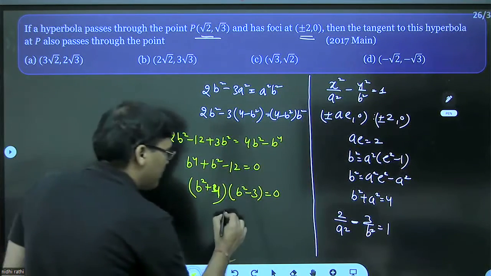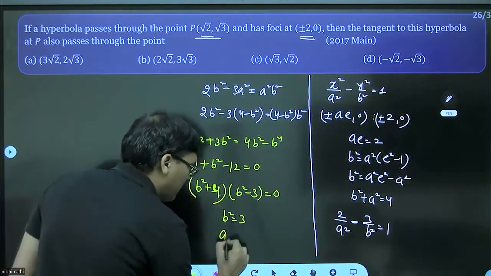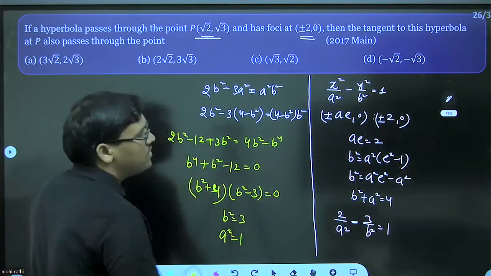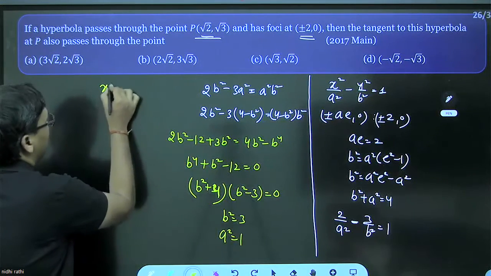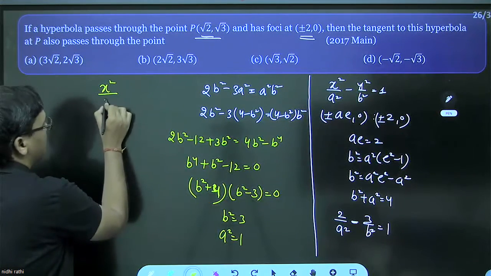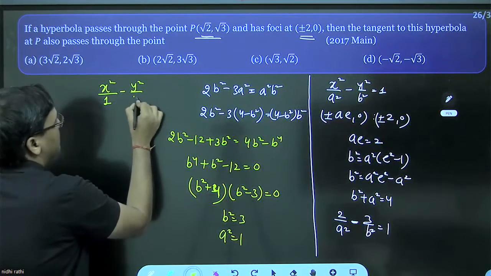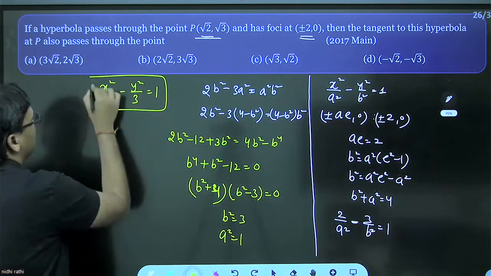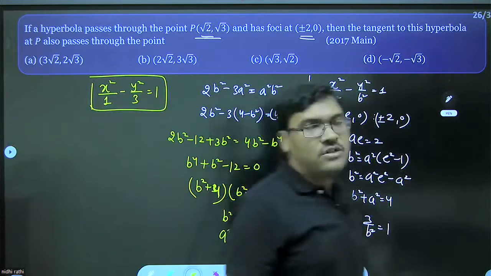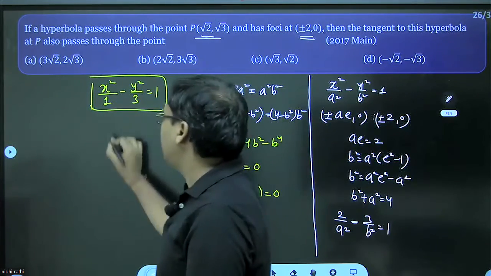So what is the value of B square? B square is equal to 3. If B square equal to 3, what is the value of A square? A square is equal to 1. So what is the equation of hyperbola? Hyperbola is x square upon A square minus y square upon B square is equal to 1. This is the equation of hyperbola. Now the question is, what is the equation of tangent to this at point root 2 comma root 3. So what is the equation of tangent? T is equal to 0.